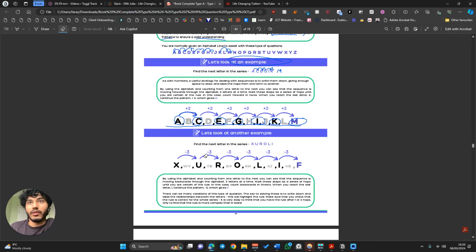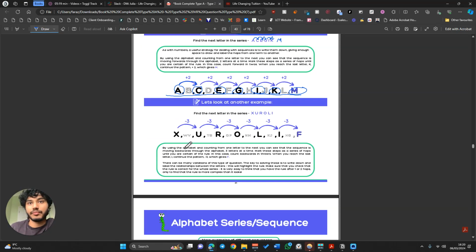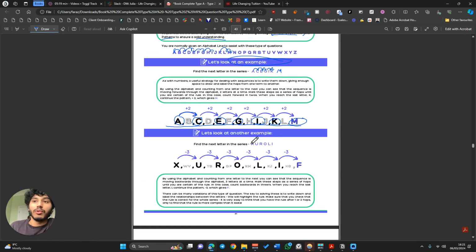And if we look at another example, in this sequence, X, U, R, O, L, I, first you have to figure out what is happening to go from X to U. So look at the actual alphabet that they'll give you, like up here for example. How are you getting from X to U? Well, you can see you're going back by 1, 2, 3 positions. That's why here it says -3.